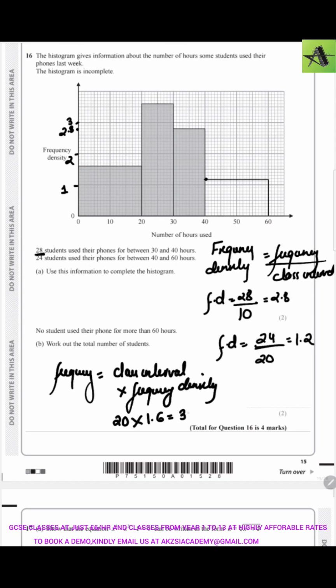Answer is 32. So there are 32 students using the phones between 0 to 20 hours. Between 20 to 30, frequency density is 3.6. So again, the frequency would be class interval 20 to 30, which is 30 minus 20, 10. Frequency density is clearly 3.6. It will give you 36.